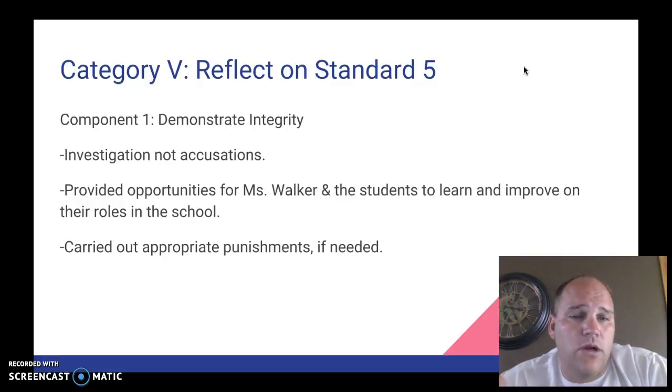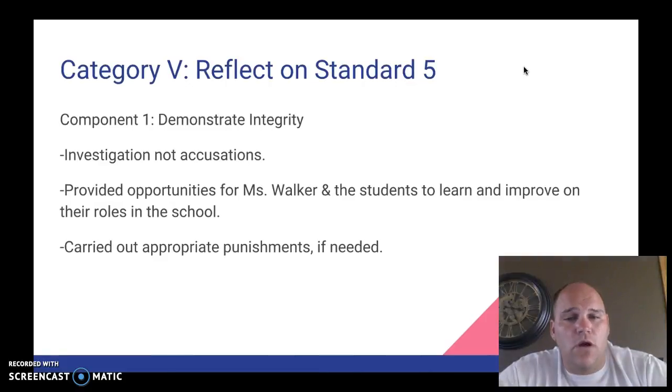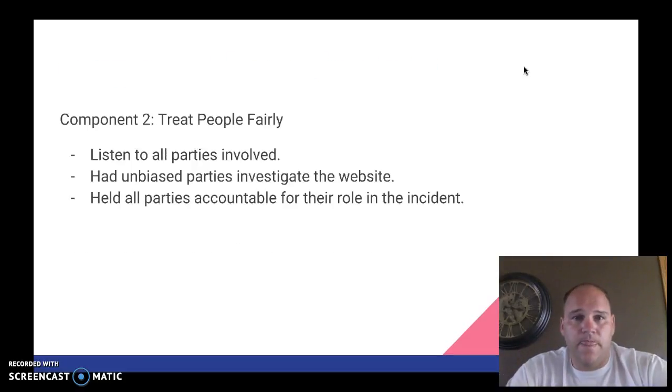Also wanted to provide plenty of opportunities for Mrs. Walker and the students to be able to learn and improve on how they fill their roles within the school community. Ms. Walker needs to tweak her teaching methods. The students need to understand what are appropriate ways to express their concerns for their education as well. And then carry out appropriate punishments if needed, consequences. This is something that in today's world, it's so easy to get online and post something we feel is anonymously, and think we can walk away from it. Students need to understand that's not the case.